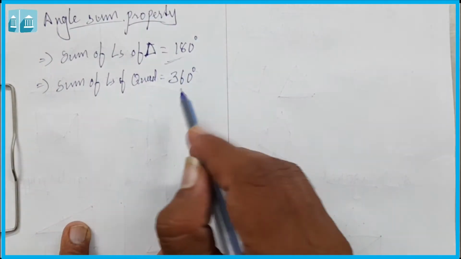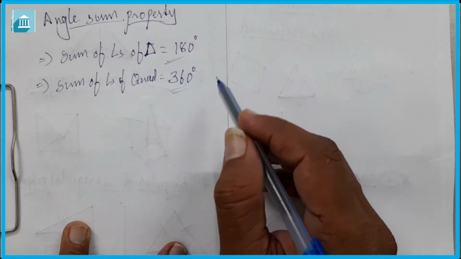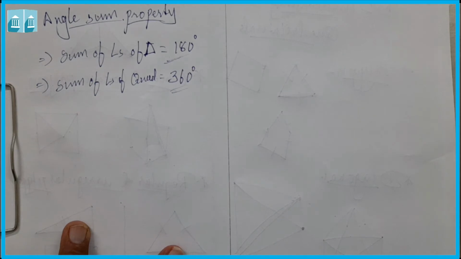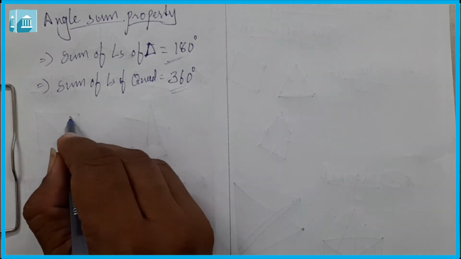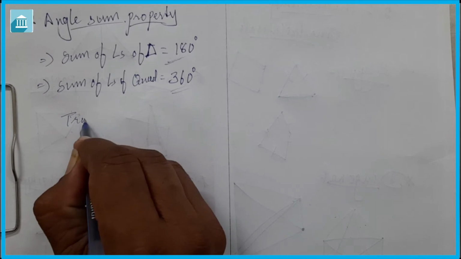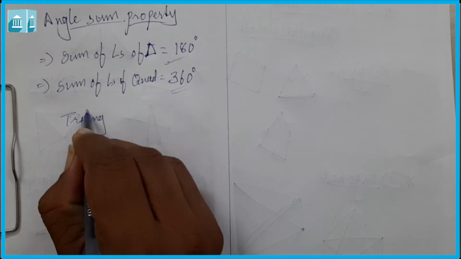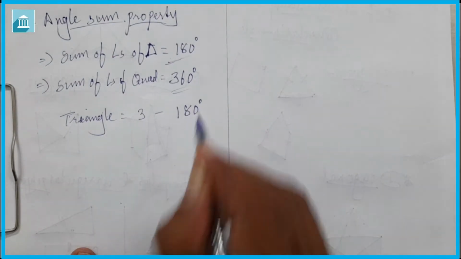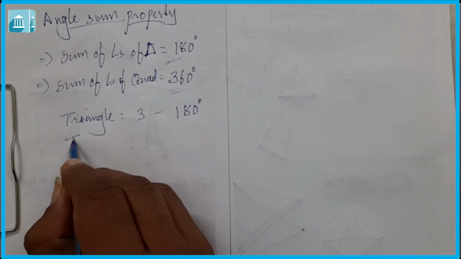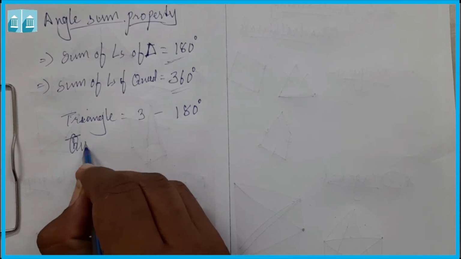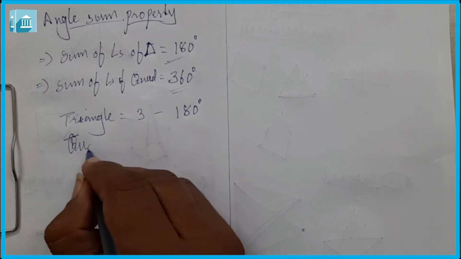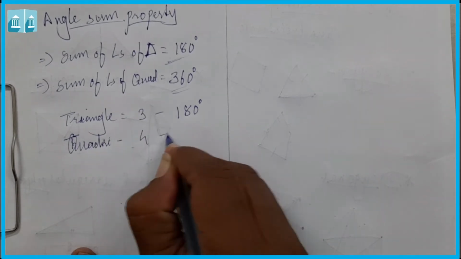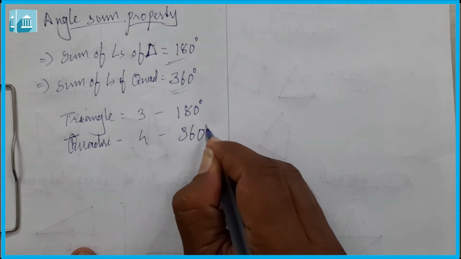Now here we can also find out the sum of angles of any polygon. See, for example, suppose a triangle is there. It has three sides and the sum of angles is 180 degrees. In the same way, if a quadrilateral is there, it has four sides, the sum of angles is 360 degrees.